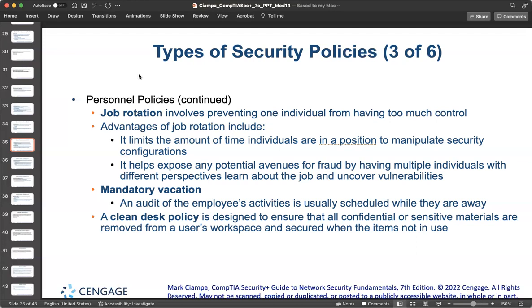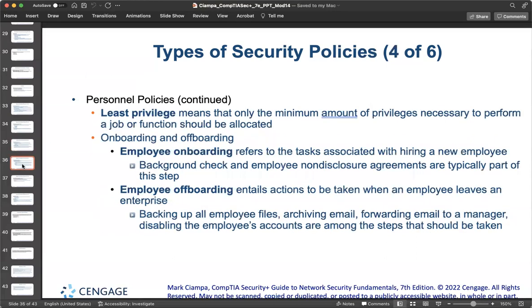Also, another policy is mandatory vacation. Usually an audit of the employee's activity is done while they're away on their mandatory vacation. Also, you can apply a clean desk policy, which is designed to ensure that all confidential or sensitive materials are removed from a user's workspace and secured when the items are not in use. A lot of time, a photo frame on a desk can give up a password, or an object on a desk can give up a security question or something like that. So you want to have minimum amount of items on a work desk, and those only should be the items that you want to use for the work and nothing else.